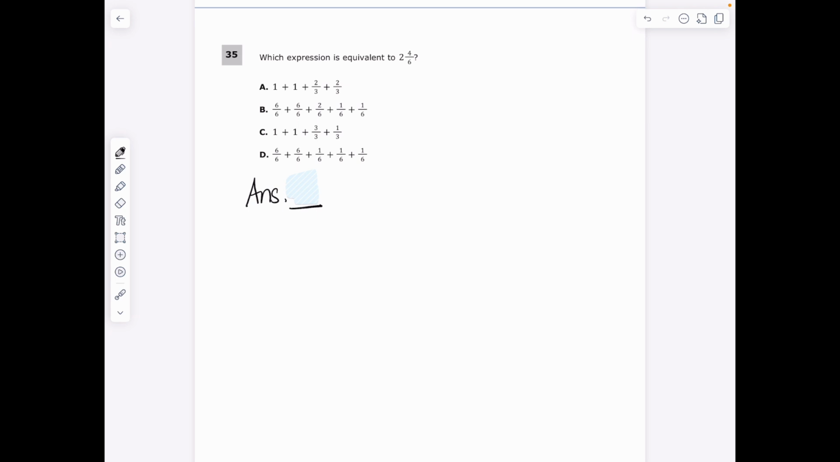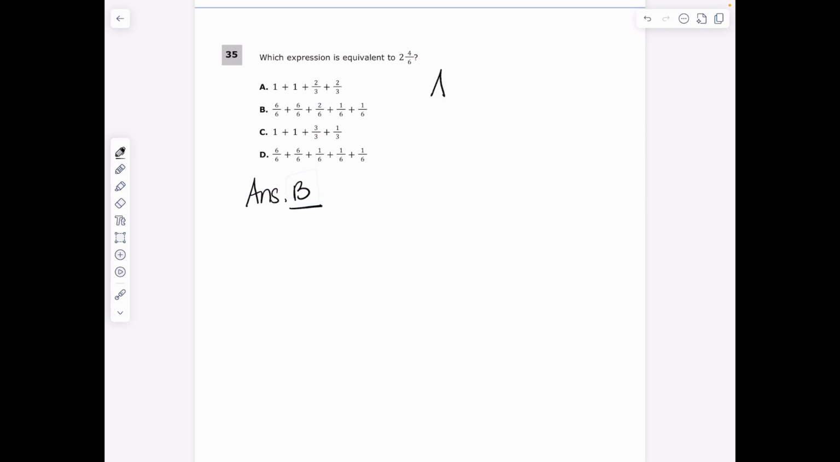And here's the last one, 35, the very last multiple choice problem. Which expression is equivalent to 2 and 4/6? And the answer is B. All I'm going to do is do each of them one by one, and I would just add them up.